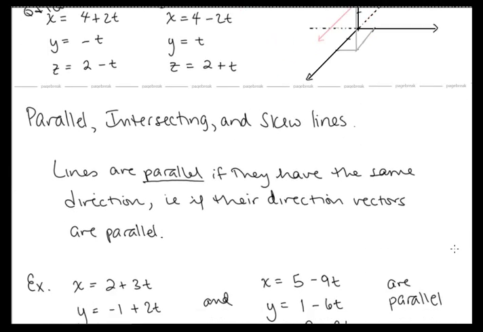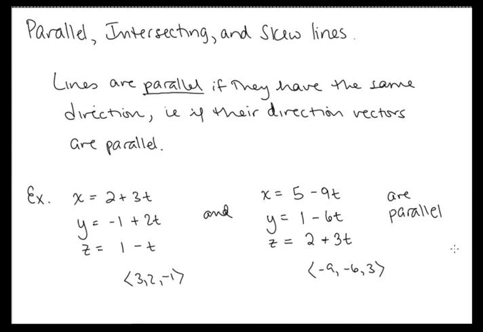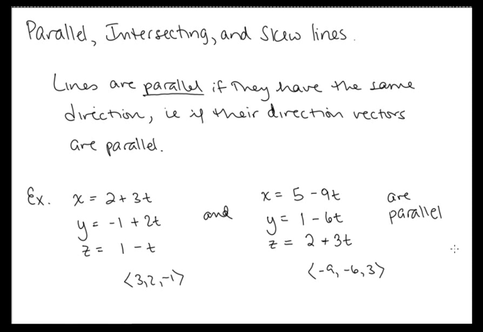Now let's talk about parallel, intersecting, and skew lines. Lines are called parallel if they have the same direction, that is, if their direction vectors are parallel. So for example, these two lines here, our direction vector for this line is 3, 2, -1, and our direction vector here is -9, -6, 3. We can see that they are scalar multiples of one another, and so these two lines are parallel.